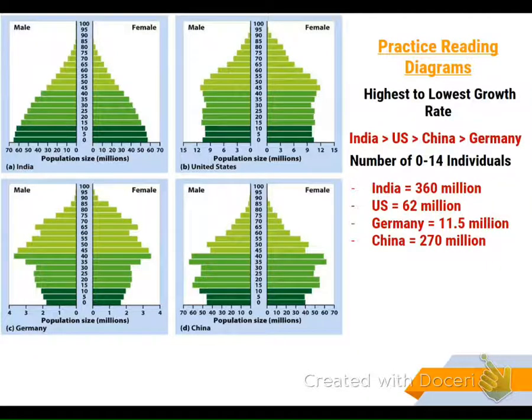And if we look at China, huge numbers. We can see it's about 45 to 50 million for the boys, and 40 to about 45 million for the girls. You add them up, 40, 40, 45, 45, 45, 50, and that will give you approximately 270 million.